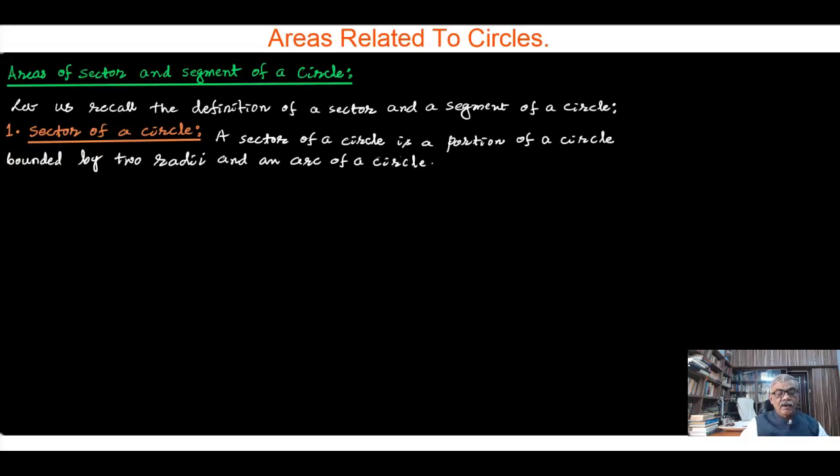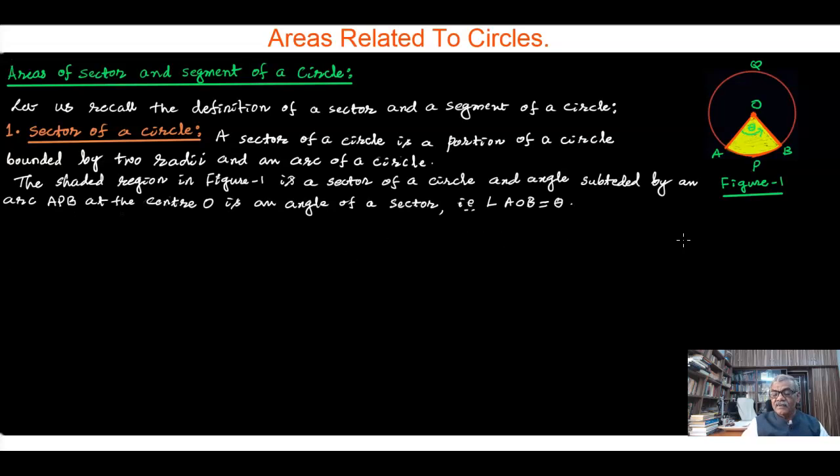A sector of a circle is a portion of a circle bounded by two radii and an arc of the circle. And now you can see here in the figure this area bounded by two radii OA and OB and the arc APB. This area is called a sector of a circle. And the shaded region in figure 1 is a sector.